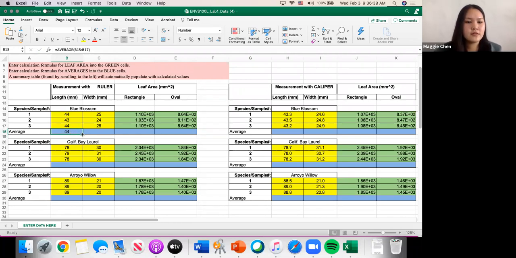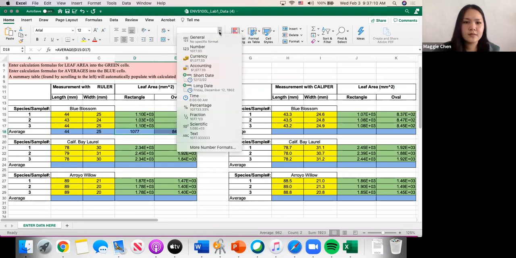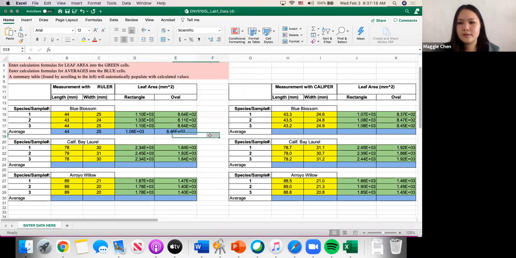And from here, again, how we did with the green cells, we can hover over this corner of our blue cell and then click and drag, and it would autofill these numbers for us. Again, we can keep these 2 in scientific notation, right underneath the leaf area for rectangle and oval. So if we select these two cells, go back under the drop-down menu for different ways we can format our numbers, and click on scientific. It would change it to scientific for us.